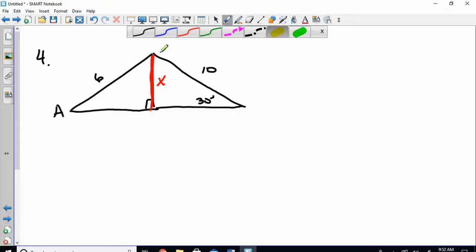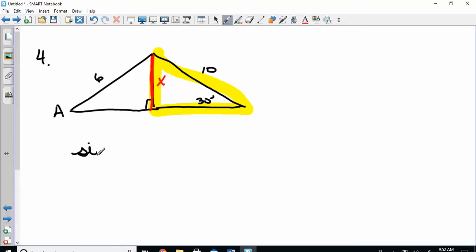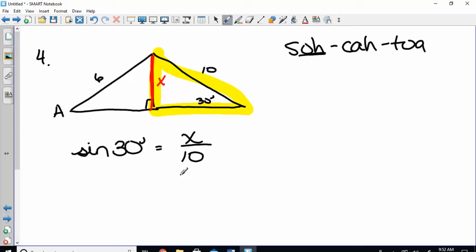So if I use my triangle on the right, from here, this is the opposite and the hypotenuse, so what trig function is that? Opposite and hypotenuse is sine. So the sine of 30 degrees equals the opposite side x over the hypotenuse, which is 10. If it's an angle off your circle, I expect exact values. So what is the sine of 30 degrees? 1/2. So multiply by the 10, and we get that x to be 5.